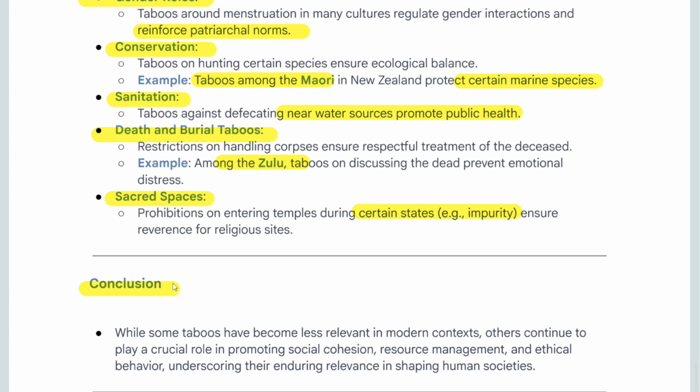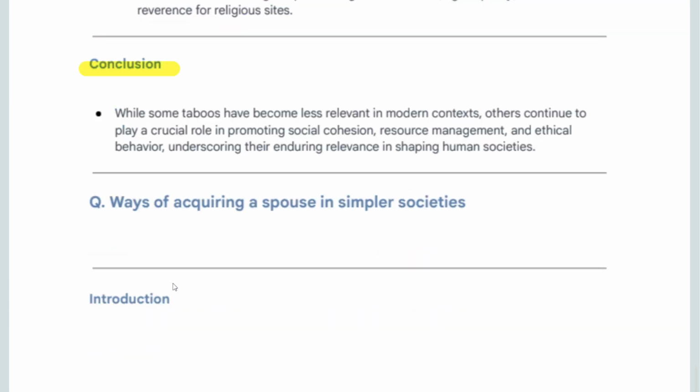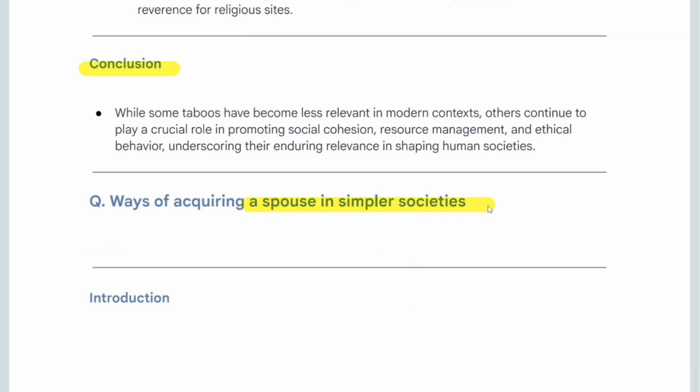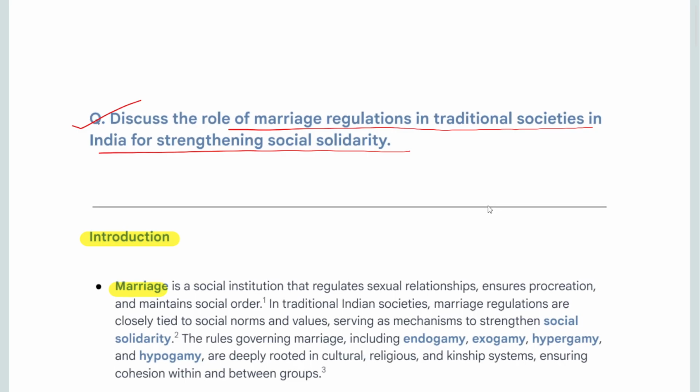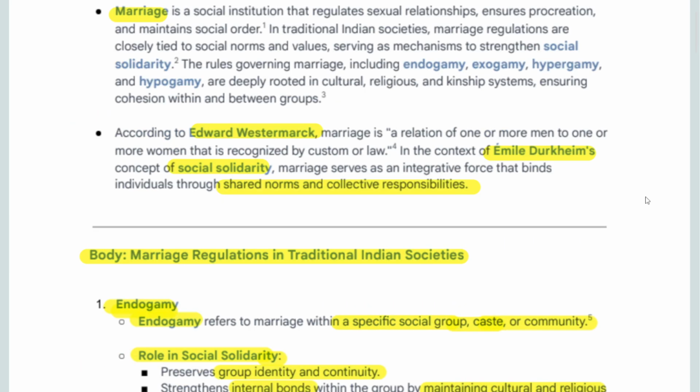Wow, okay, we have covered so much ground today. Let's try and quickly recap this incredible journey through marriage and society. Okay, we started by defining marriage: universal, but incredibly diverse, shaped by culture, society, economics. We saw how marriage regulations in India, like endogamy, marrying in, and exogamy, marrying out, weren't random but key for social solidarity, group identity, and building alliances.